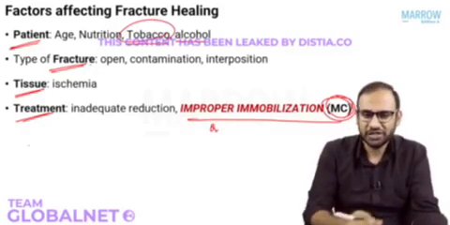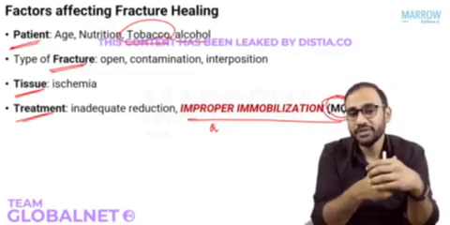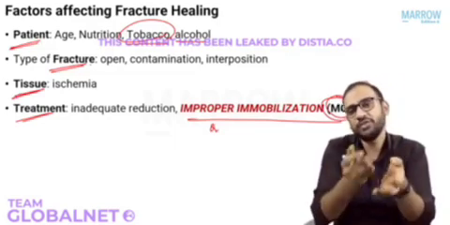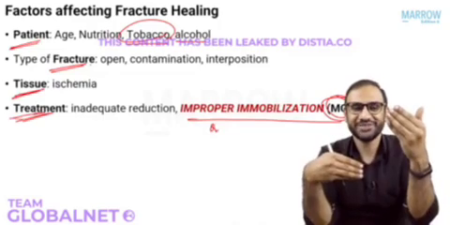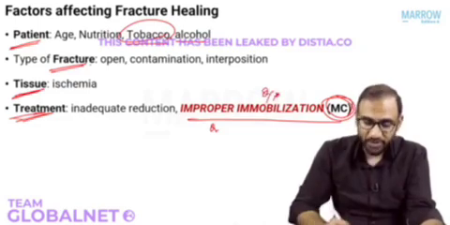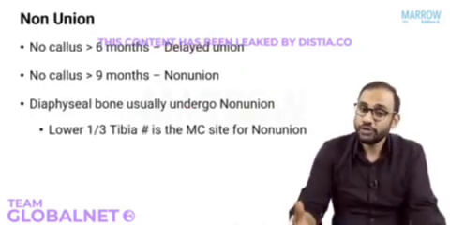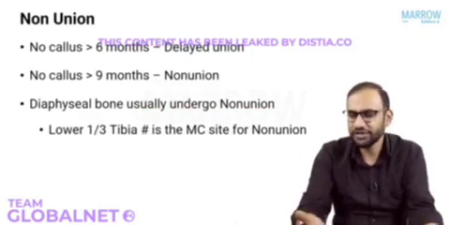Patient causes means age, extremes of age, elderly patient, poor health, alcoholic, tobacco, smoker. Smoking is a very common cause of non-union. Please remember that. But the most common is improper immobilization. Types of fracture: open fracture, contaminated fracture, fracture with interposed soft tissue or muscle. They will not heal. Tissue factor: if there is ischemia of the bone, how will it heal? Treatment factor: you do not reduce the fracture properly, bones are like this only. Or if there is improper immobilization, the most common cause is improper immobilization.